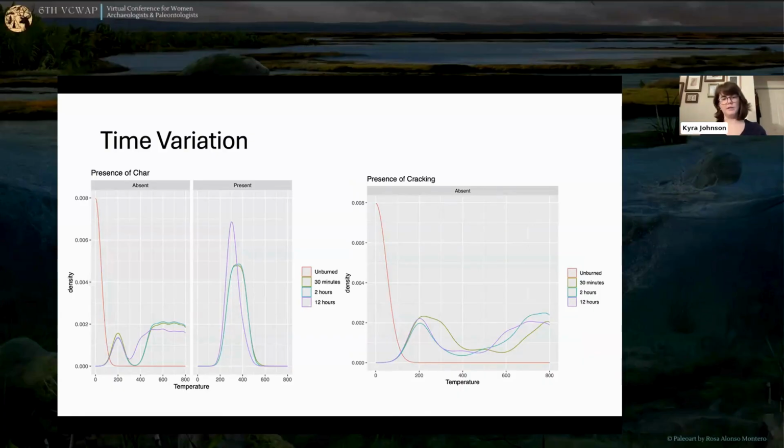So once again, I'm showing char and the presence of cracking. Char in particular seems to be one of the better variables that I was looking at for determining between different temperatures, different times, etc. So here you can see that really at 12 hours, it pushes the presence of char much lower temperature-wise than we see in the 2 hours and 30 minutes samples. And then also in presence of cracking, we see that cracking is typically, or its absence of cracking, I should say, is pushed lower, whereas the 30 minutes is pushed a little higher, or it persists a little longer.